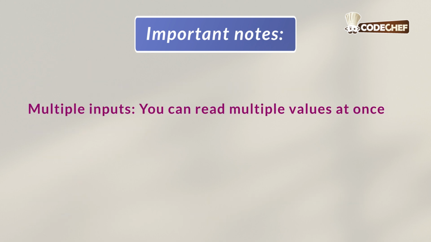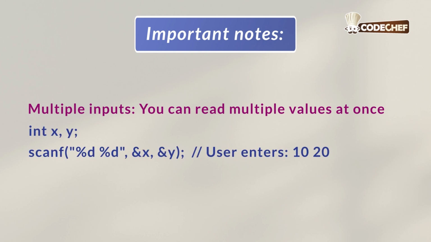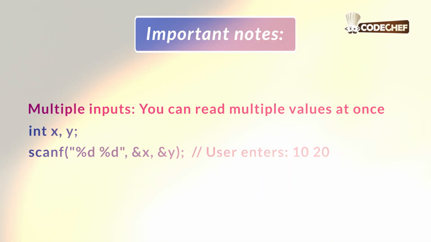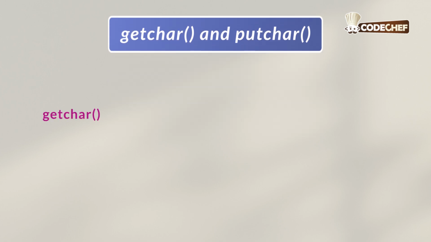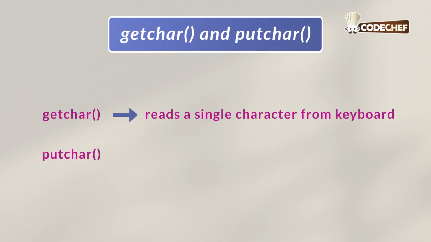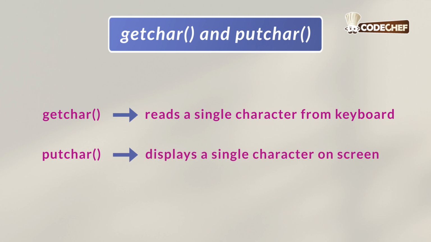You can also read multiple values at once. So suppose int x, y, scanf with %d for each of the values, and whatever value has to be entered can be entered. Now let's learn about two simple functions for working with single characters. What are getchar and putchar? getchar reads a single character from the keyboard. putchar displays a single character on screen. These are simpler than scanf and printf when you need only one character.